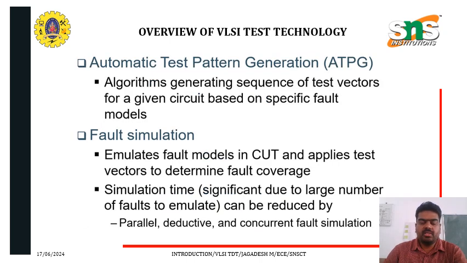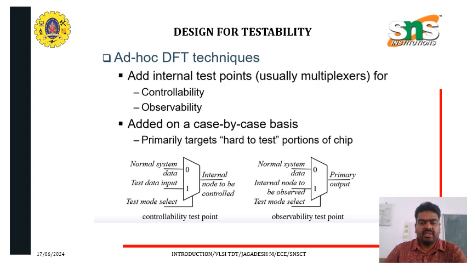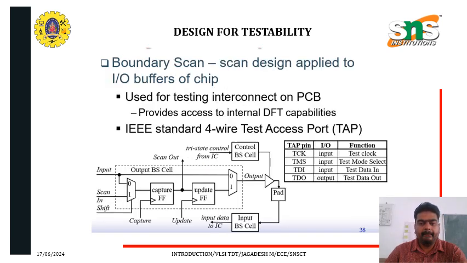In this overview of VLSI testing technology, there are ATPG, that is automatic test pattern generation, then fault simulation, and design for testability, that is DFT. Three basic approaches are adopted as techniques: scan design and built-in self-test, that is BIST. In design for testability, the controllable test points and observable test points are analyzed, and scan design and good CAD tool support are given here.